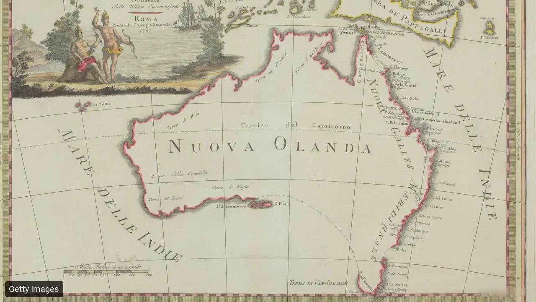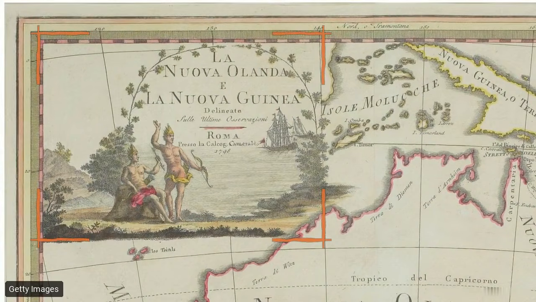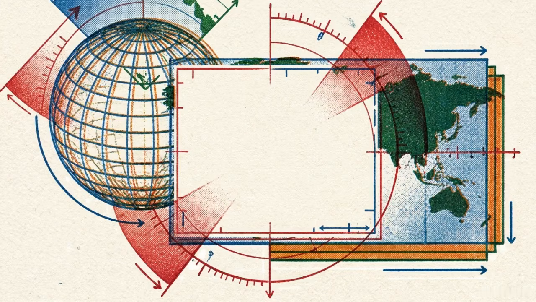This map illustrates how colonial naming acts as a tool of erasure. By labeling the Australian landmass with the exonym Nueva Holanda, or New Holland, and illustrating it with classical European figures, the cartographers visually wiped away the indigenous presence. This helped legally justify the concept of terra nullius, or nobody's land.